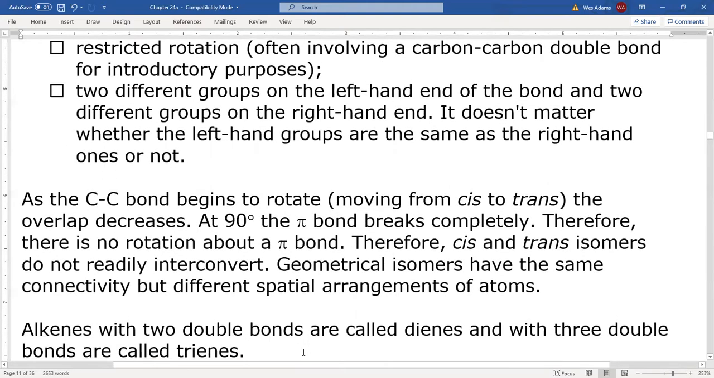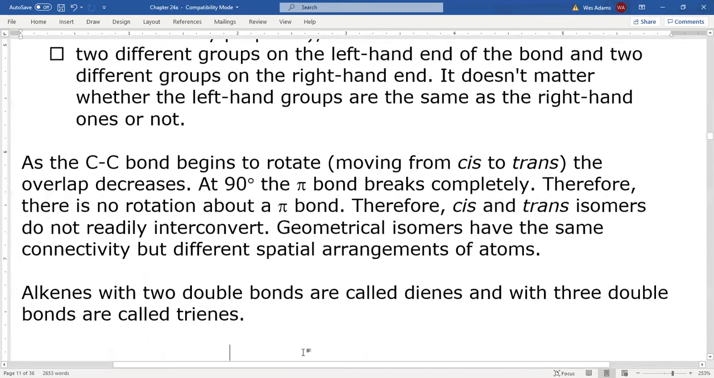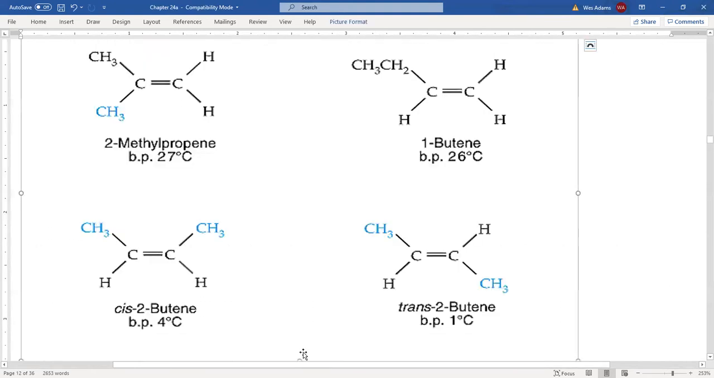If you have more than one double bond, we call it a diene. If you had three, we call it a triene, so on and so forth. So if we look at this, the first one would be 2-methylpropene. Now that is not a cis-trans isomer because the methyl groups are both attached to the same carbon. Now we got 1-butene, and again, two hydrogens are on the same carbon. So you don't really get cis-trans isomerism there as well.